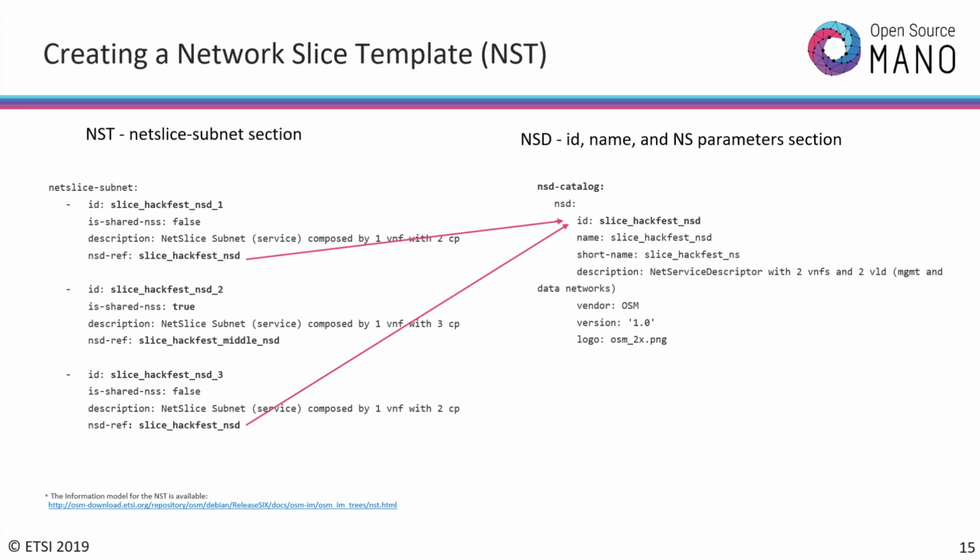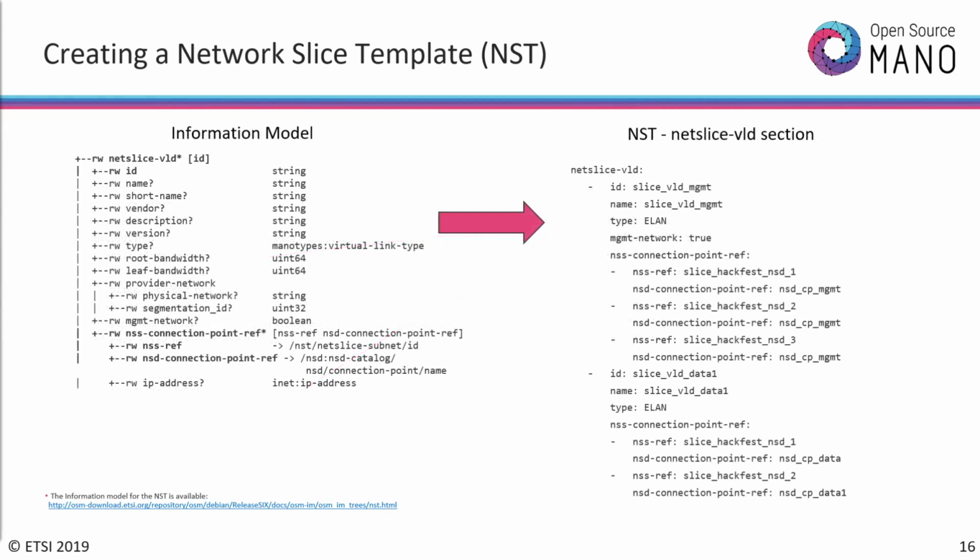The NSD ref field comes from the network service descriptor ID. As you can see in the slide, we have 3 network slice subnets, and 2 of them have a reference of the slice Hackfest NSD, that is the ID of the network service. The last field you need to create the network slice is the netslice VLD.